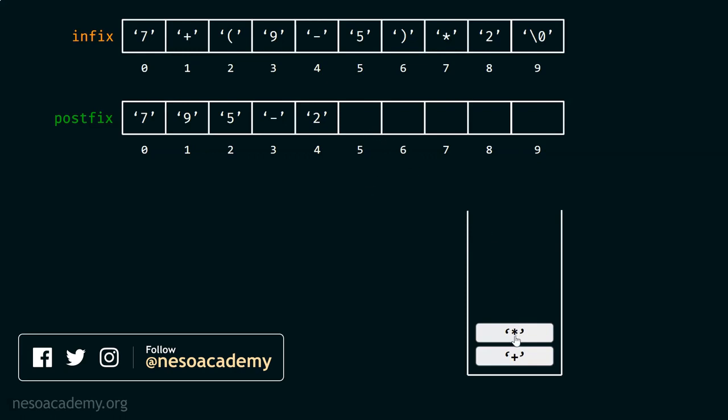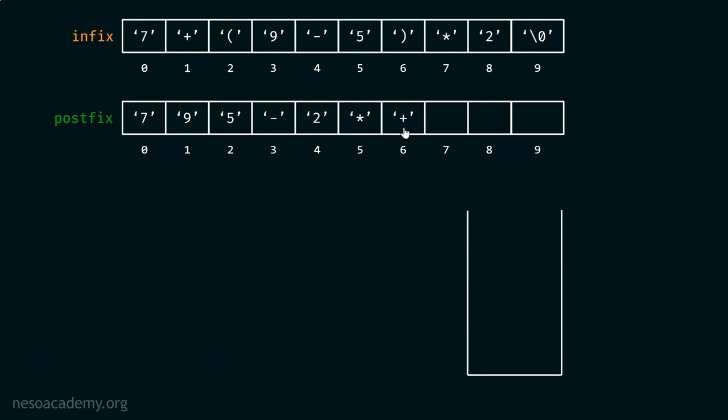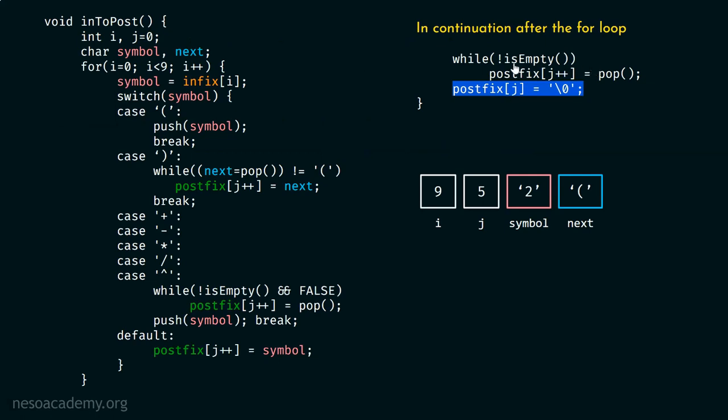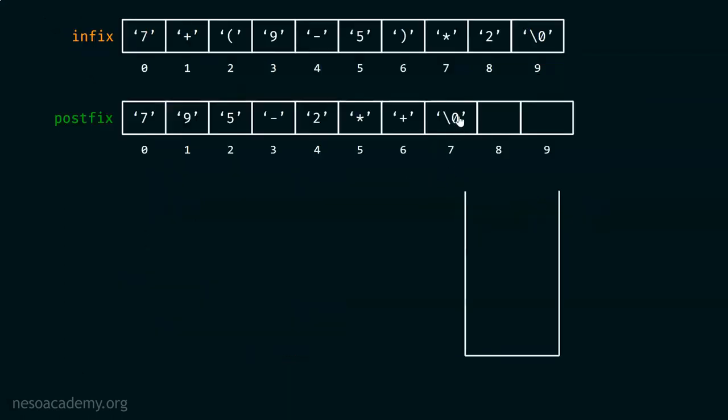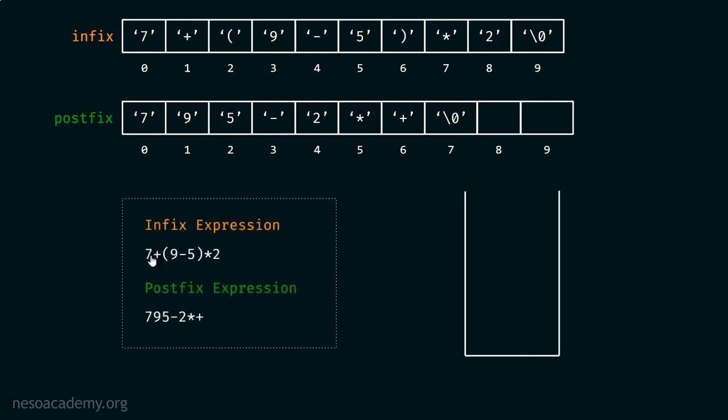So here of course this character will get popped out of the stack and will be pushed inside this postfix array. And after this, this character will be popped out of the stack and will be put inside this postfix array, right? And then after this, we can see that the last step is to put a \0 at the end of the string. So we'll put this \0 at the end of this postfix array. Isn't that simple? I hope it is clear to you how the infix to postfix conversion is done. This is the infix expression and this is the equivalent postfix expression, right?